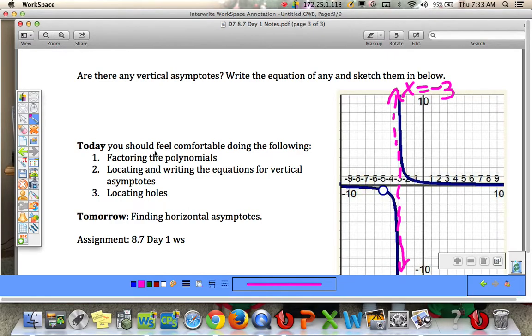So today you should feel comfortable doing the following. Factor the polynomials. We've practiced factoring quite a bit. Locating and writing the equations for vertical asymptotes. Again, vertical will be x equals. And also locating the holes. So factor the top and bottom. If you have the same factor, what would make that 0? Tomorrow we're going to look at the other type of asymptote. How do you find horizontal asymptotes? Your assignment is 8-7, day 1 worksheet.